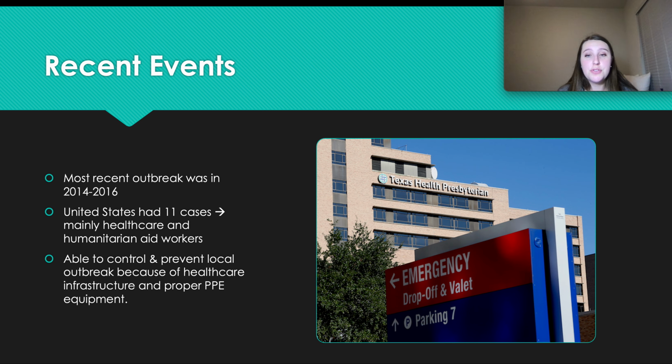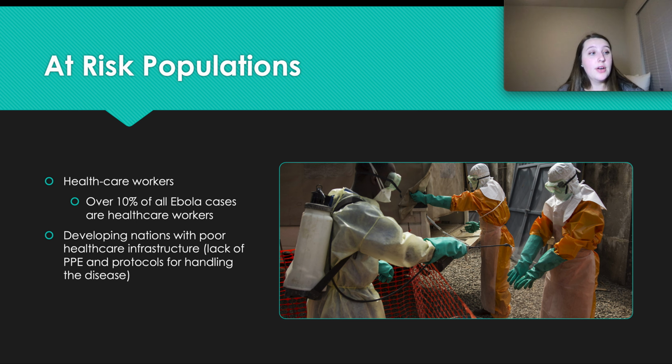This picture is actually a picture from the hospital where 2 nurses contracted Ebola virus after coming into direct contact with the blood and bodily fluids of the man who traveled from West Africa to Dallas who had Ebola virus. But this hospital and Dallas in general was able to control and prevent a local outbreak because of healthcare infrastructure and proper personal protective equipment. So people most at risk for contracting Ebola are healthcare workers and people in developing nations with poor healthcare infrastructure.